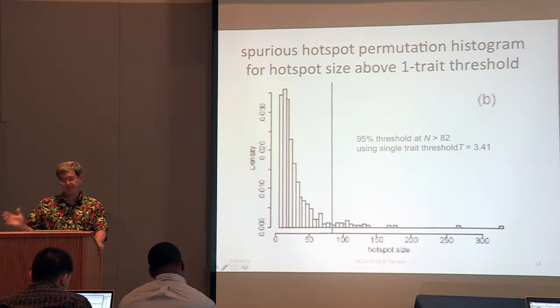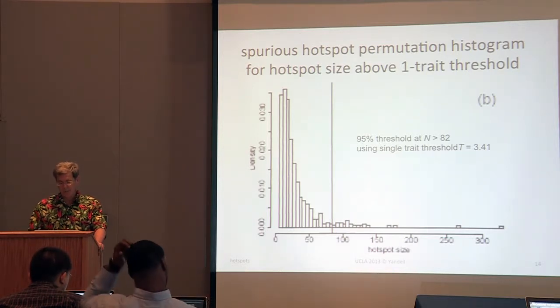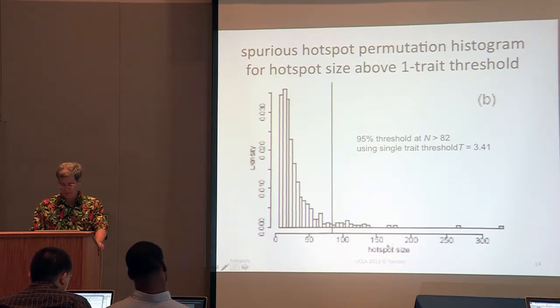So you're going to look at a 1 trait threshold. I'm confused here because the label doesn't agree with what I've got in the figure. Okay, so this is a threshold. 82 is a threshold when we use a 95% threshold, a single trait threshold of 3.41. Wait a minute, I have to back up here a moment.